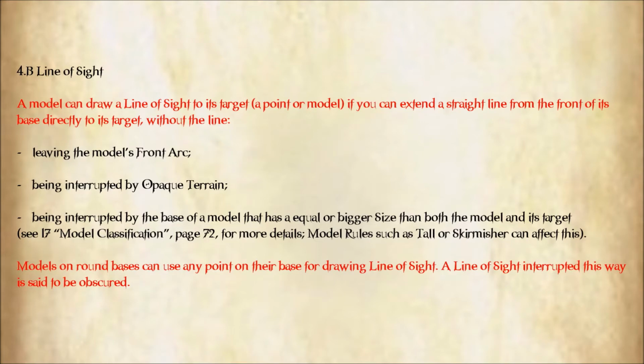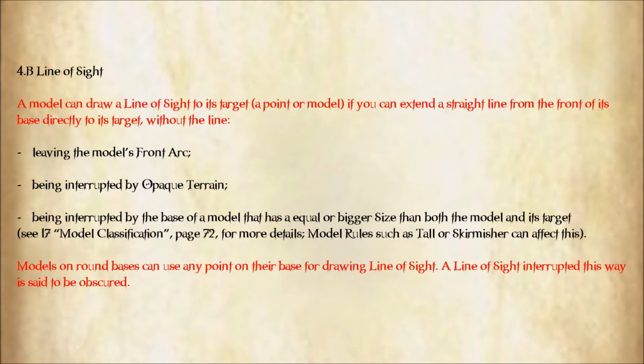A model can draw a line of sight to its target, or a point or model, if you can extend a straight line from the front of its base directly to the target without the line leaving the front arc, being interrupted by opaque terrain, or being interrupted by the base of a model that has equal or bigger size than both the model and its target. There are exceptions for tall and skirmishers. All very good, makes sense.